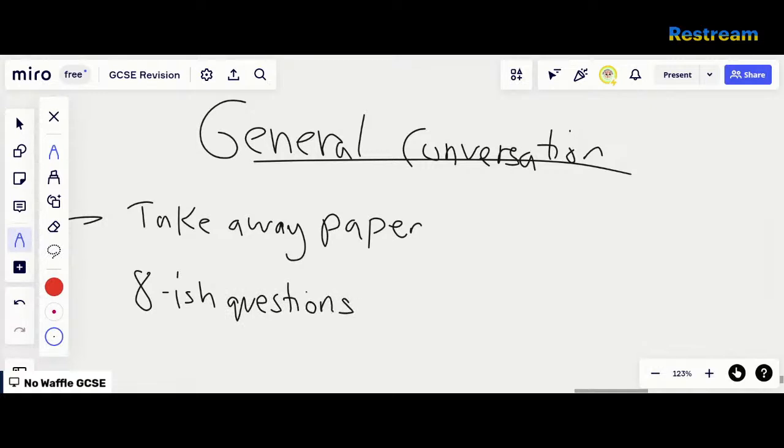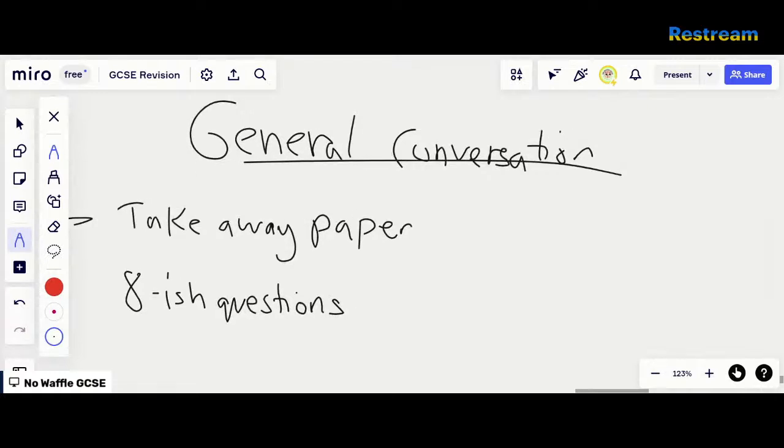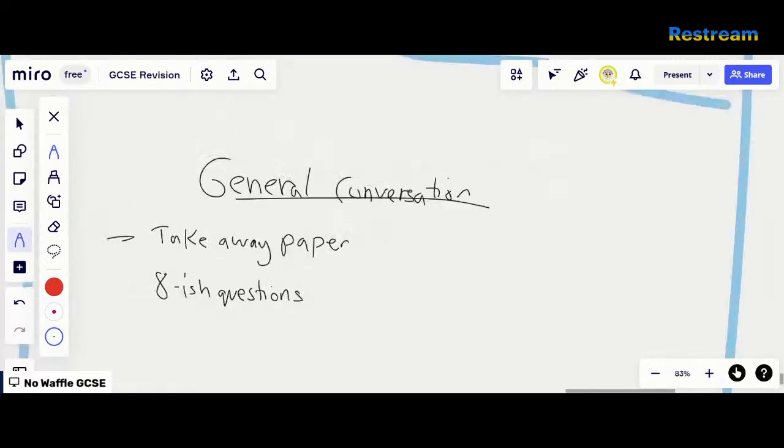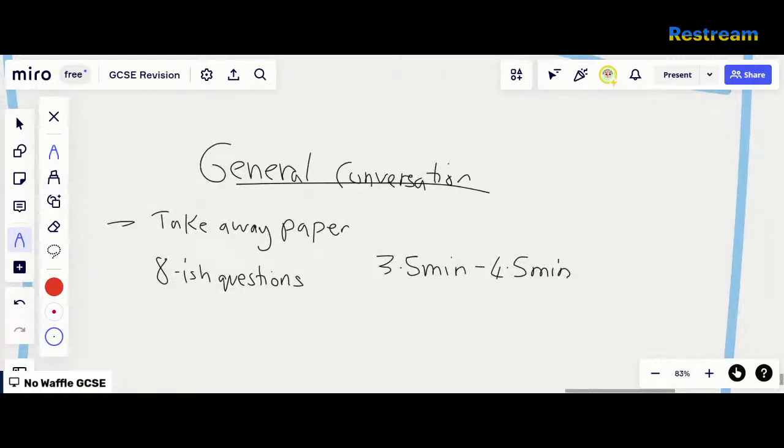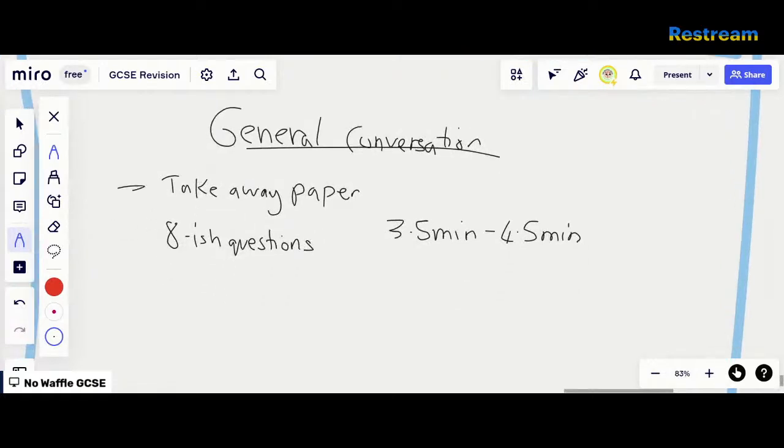And you have, I believe it is 3.5 minutes. Let me just double check this, 1 second. Yes, you have anywhere between 3.5 minutes to 4.5 minutes to answer them. So through this, you can do a bit of maths and just work out how long your responses should be in each of the questions.